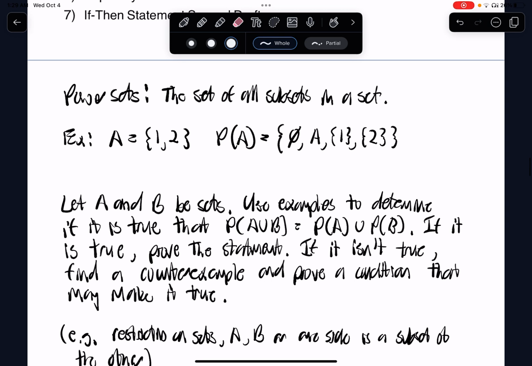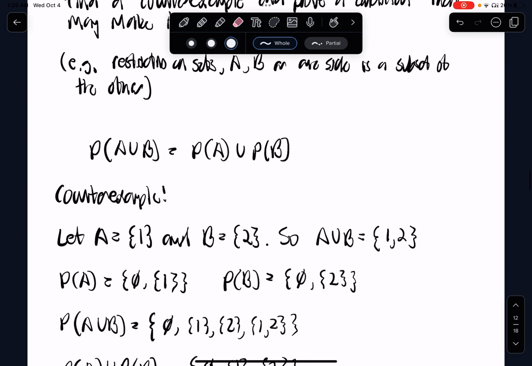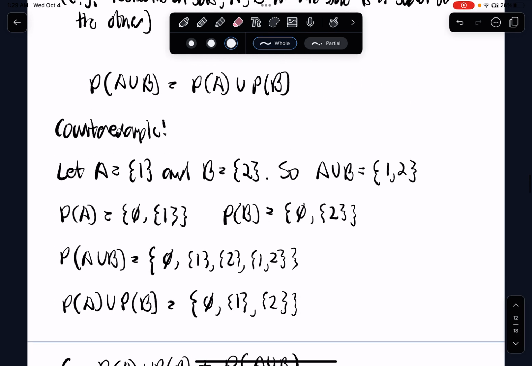First, I define power sets above, as the set of all subsets of a set, and provide an example. Then I tried my first example, and it happened to be a counterexample. So I let A be the set containing 1 and B be the set containing just the value 2. So A union B is the set {1, 2}. The power set of A would be the null set and the set {1}, and the power set of B would contain the null set and the set {2}.